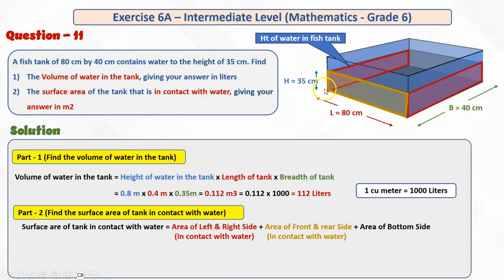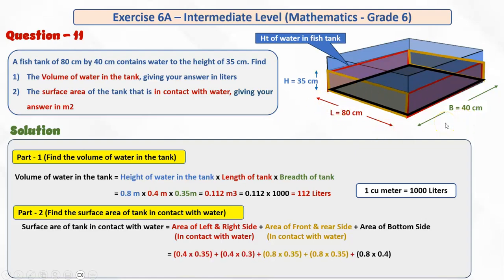Finally, in the front we have height 35 and the length is 80, and also in the rear side it is the same, which is 35 multiplied by 80. And finally, for the bottom side we multiply 80 by 40. So putting all these values inside, you can see this is for the left, this is for the right. In the golden you can see the front and the rear side, and in the black color you see the area of the bottom side. And finally we get the answer, which is 1.162 meters squared, and this is your answer.